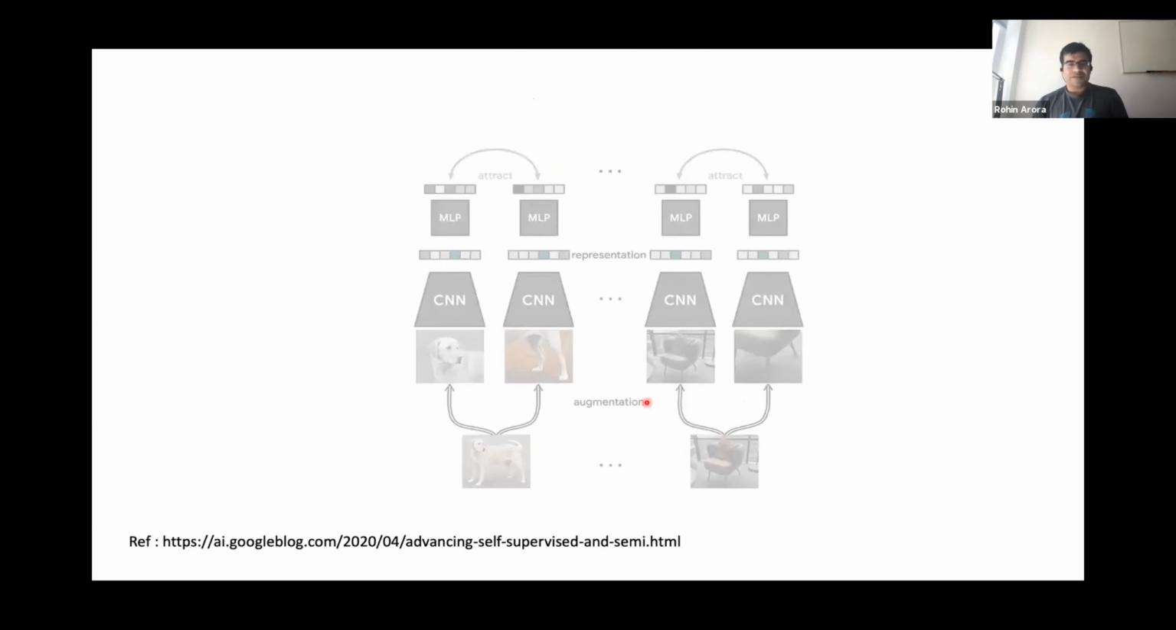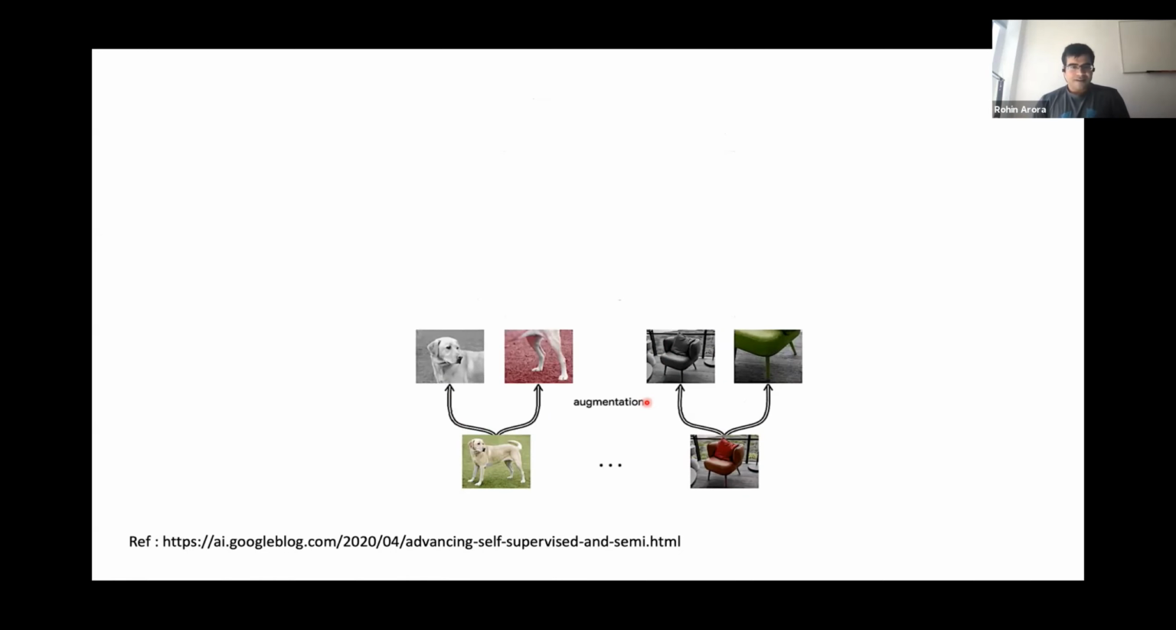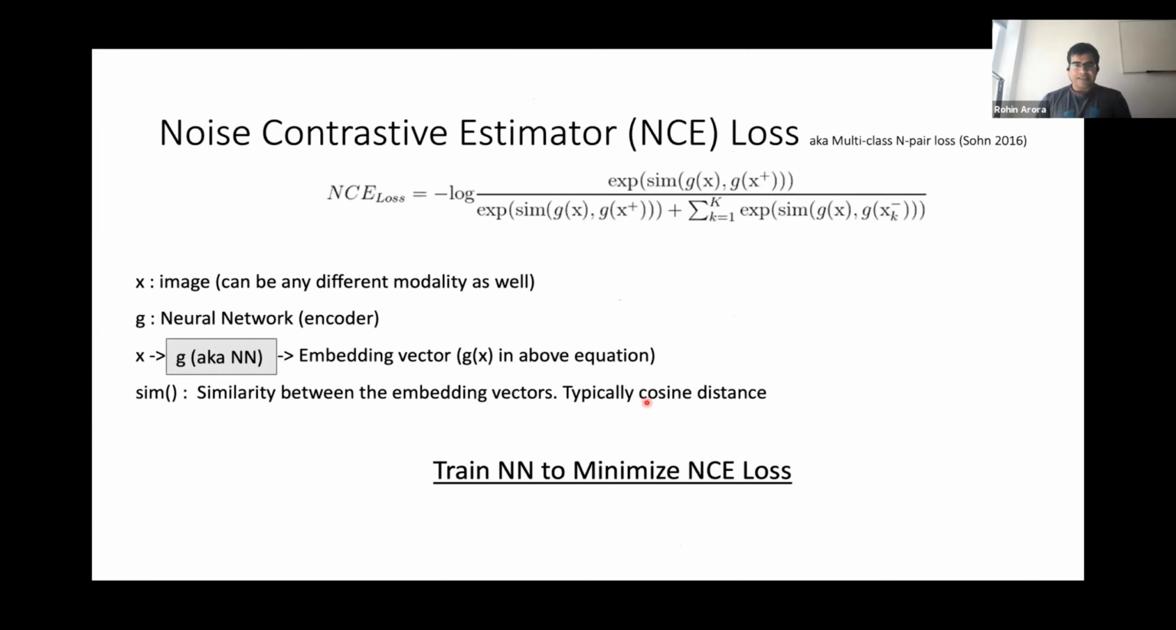Okay, please feel free to stop me at any point. So this is the NCE loss. We already saw it in Sayed's presentation. Essentially, in the numerator, you have the positive pairs. In the denominator, you have the single positive and all the negative pairs. And you want to train your neural network to minimize this NCE loss. So it is similar to, you might have a softmax or any kind of loss function. We are using the NCE loss function over here.